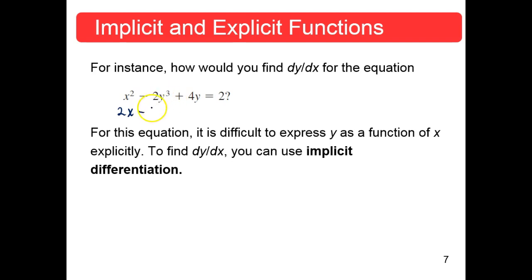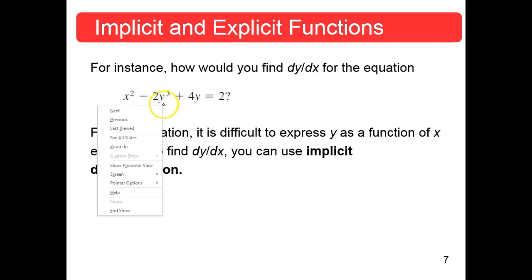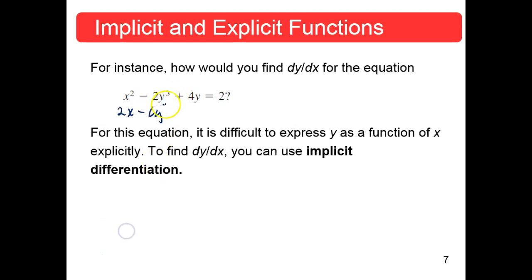6y squared, then times dy/dx. Okay? Or y prime. I like y prime better. It's easy to write. Do you see what we did there? It's kind of a chain rule. It is a chain rule.